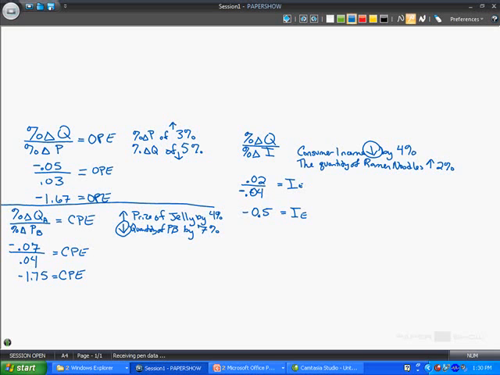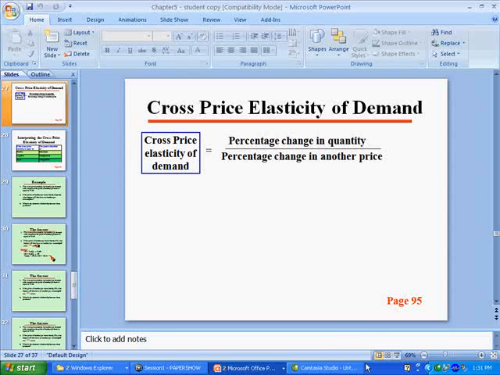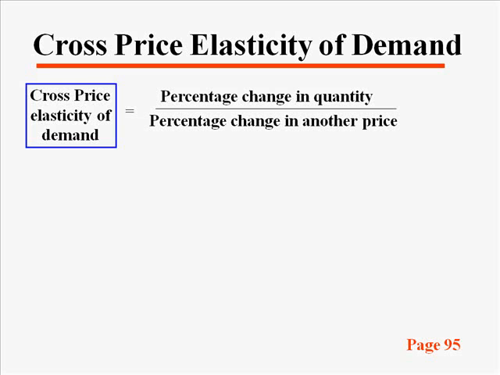So this is the most basic way to use this formula. As our first example, I gave you the percent change in price of one good and the percent change in quantity of another good. We plugged our numbers into the formula and calculated a cross-price elasticity. So great, once again, we came up with a number. What does that mean? What does negative 1.75 tell us?